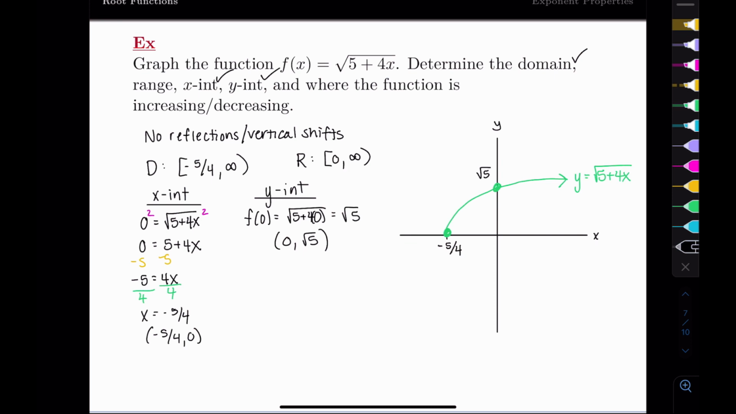So the range has not been altered. Then we also need to find where this is increasing and where it is decreasing. And this thing is always increasing. It's always climbing, climbing, climbing. So it is increasing from -5/4 to infinity, and it is never decreasing. Okay. And again, it shouldn't make a huge difference which one you put in. Typically, we like always using open parentheses for these, but if you don't, it's not the end of the world.